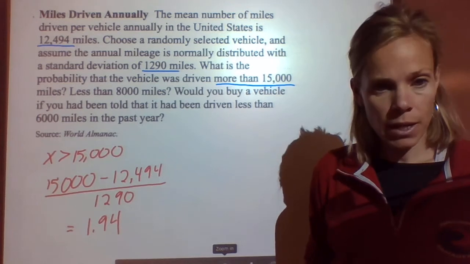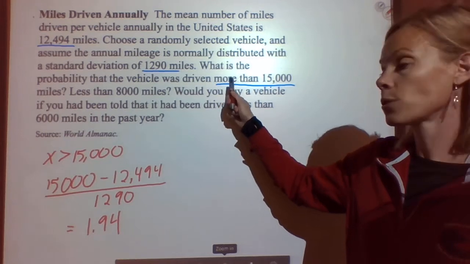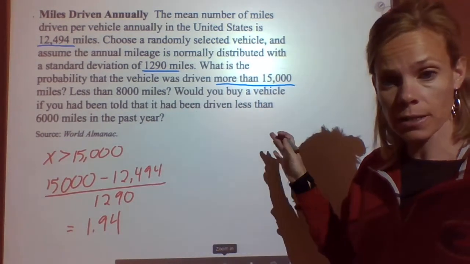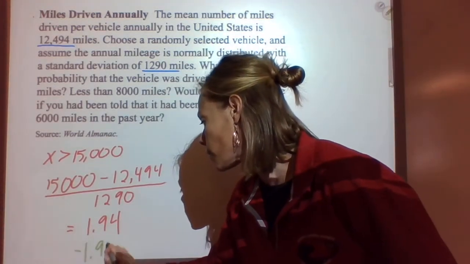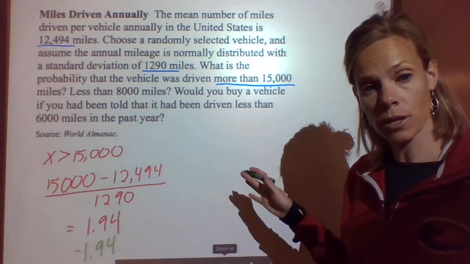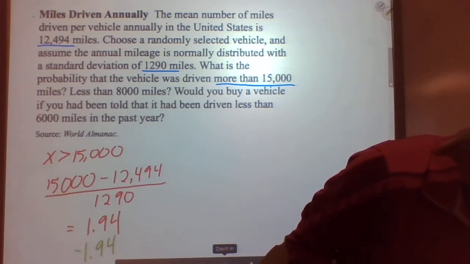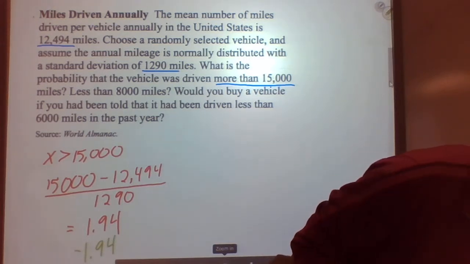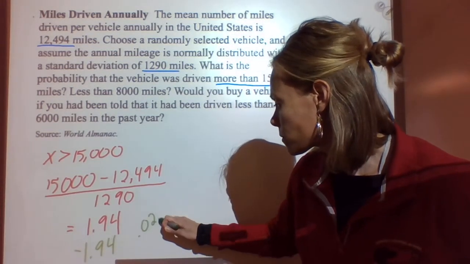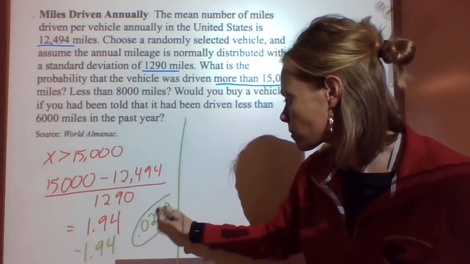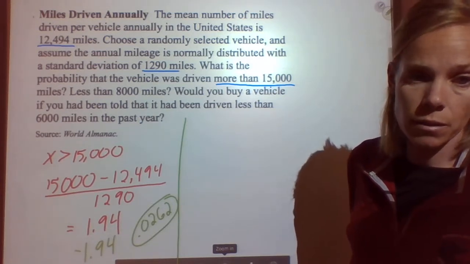Okay, now, am I doing area to the left, area to the right, or in between? And hopefully you said area to the right. More than means area to the right. So I'm going to look up negative 1.94, because area to the right, you look up the opposite, and negative 1.94 is 0.0262. Okay, so a little over 2% of people drive more than 15,000 miles a year.